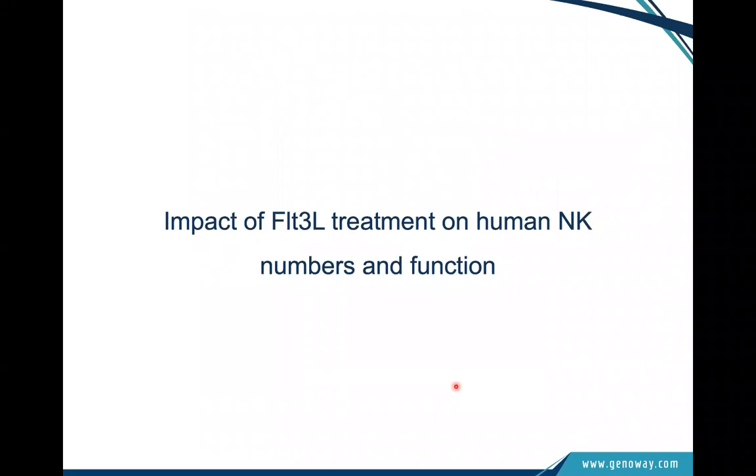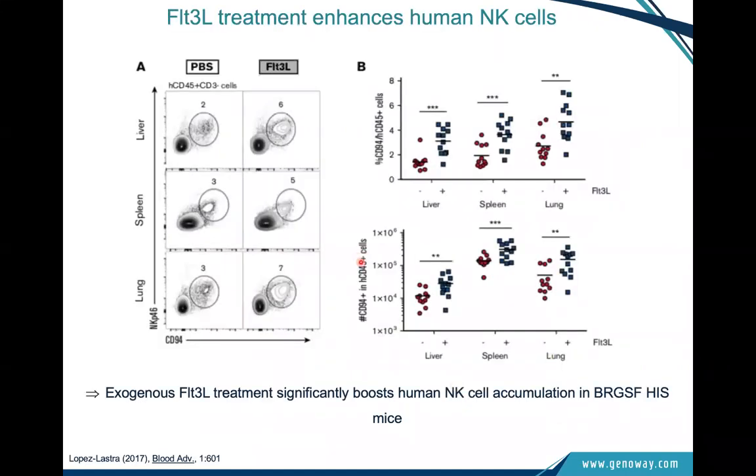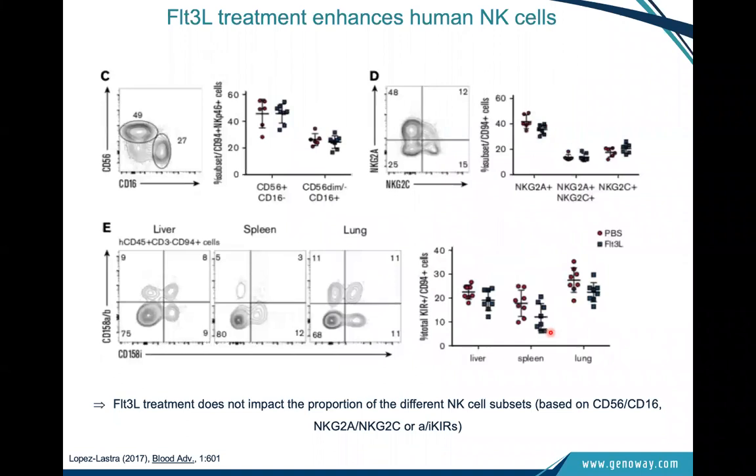What happened on the NK compartment now? Same observation. When you give FLT3 ligand, you indeed see an overall increase of the NK number. And that increase in NK number is seen in different tissues, liver, spleen, lung, in FLT3 treated mice versus FLT3 non-treated mice here in red. This increase in NK cells is indeed observable on the NK cells in a general manner, without favoring a specific subset of NK cell, as you can see based on the different markers that were analyzed here. So we do see, in fact, an overall increase of NK.